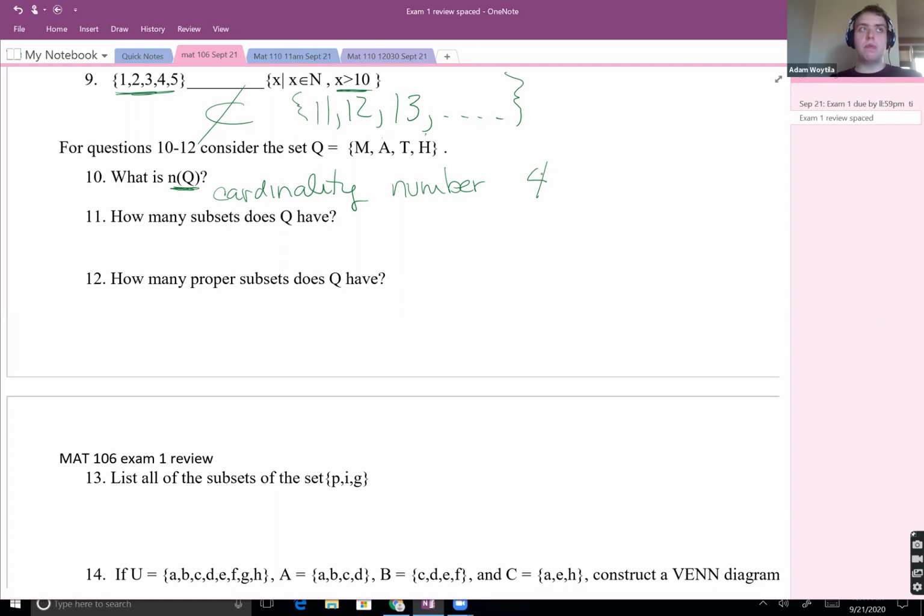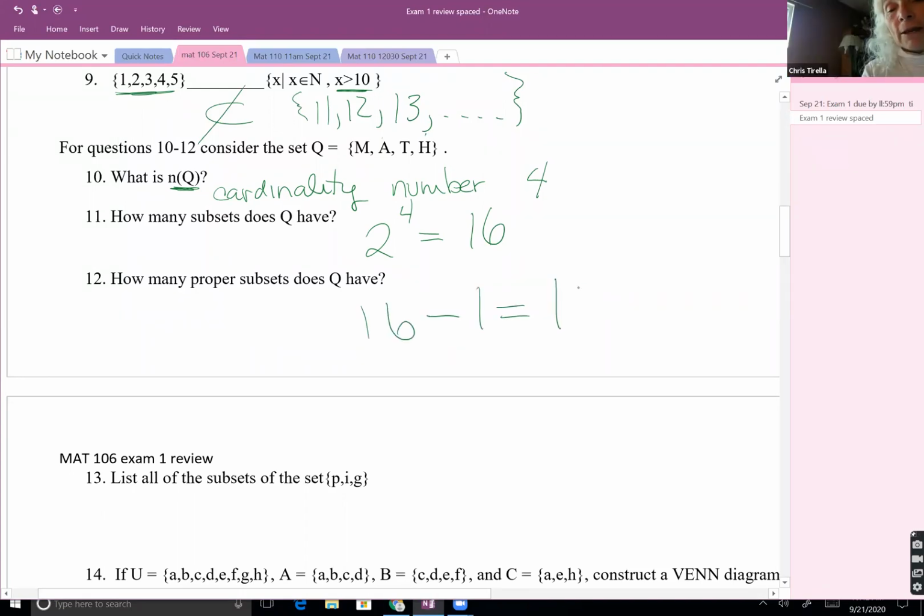How many subsets do you have? Can anybody remember? 2 to the cardinality, and 2 to the 4th turns out to be 16. Of those 16, how many are proper? 15. Remember, we have to take away the set itself in order to get proper subsets. I apologize, not the empty set.